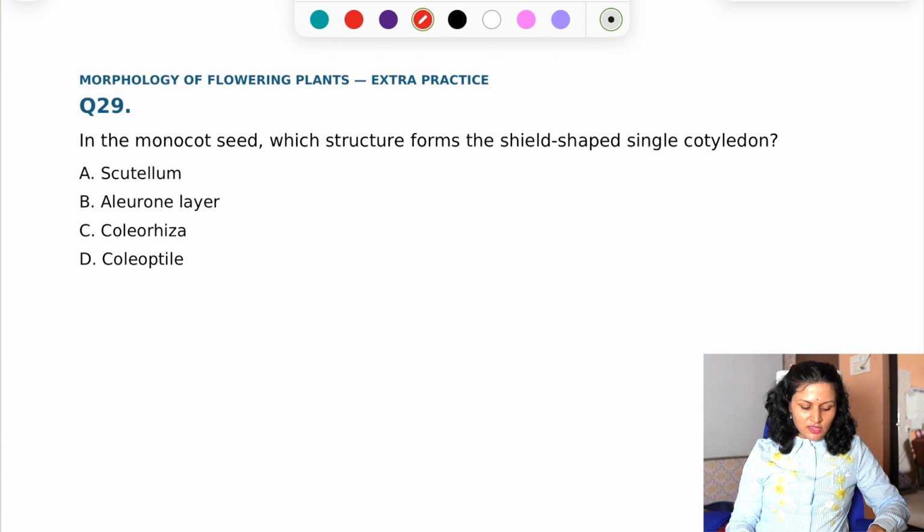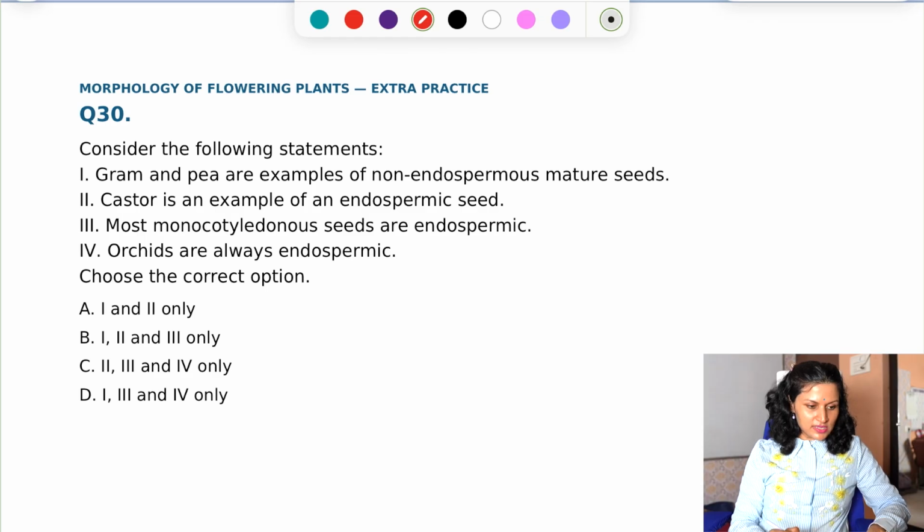Question 29. In the monocot seed, which structure forms the shield-shaped single cotyledon? That will be scutellum. Question 29, option will be A. Question 30. Consider the following statements. Gram and P are examples of non-endospermous mature seeds. This is correct. Castor is an example of endospermic seed.